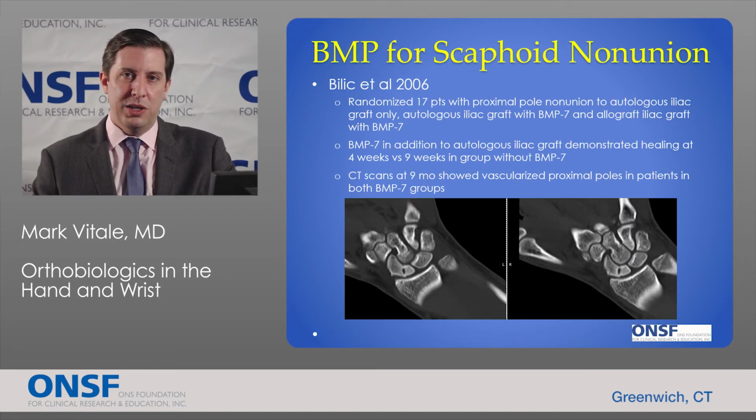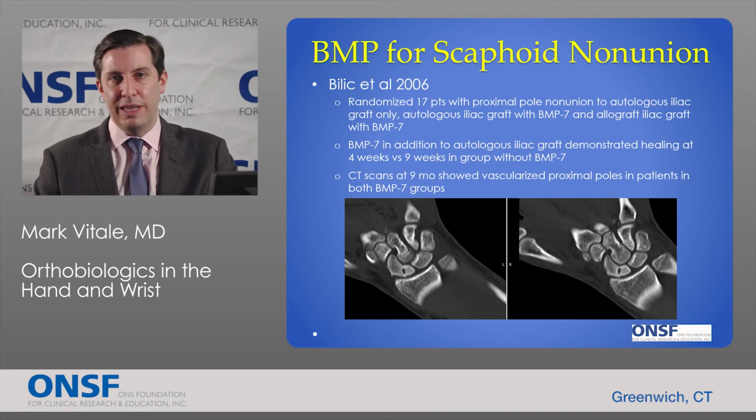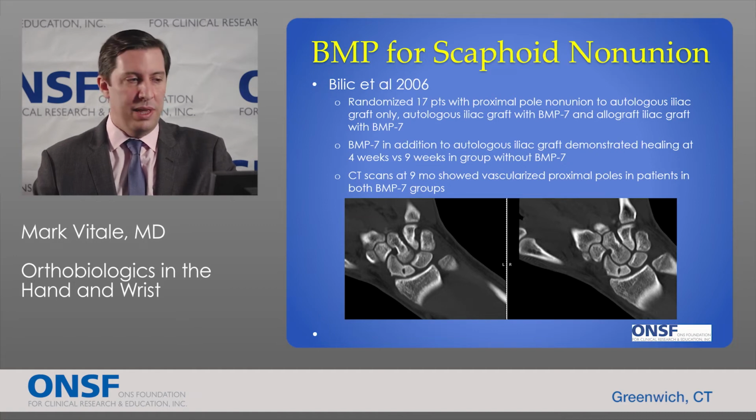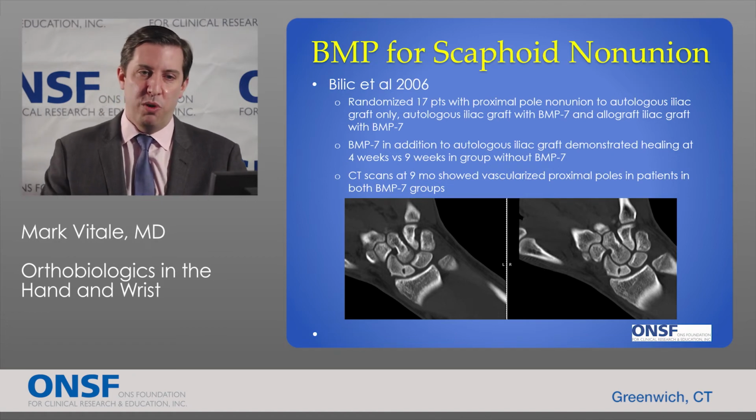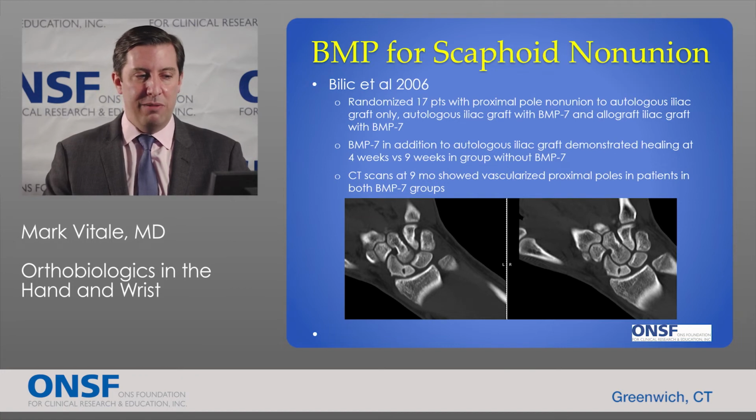So orthobiologics have been studied in the field of scaphoid non-union, specifically bone morphogenetic proteins. One randomized controlled trial by Billick and colleagues in 2006 randomized 17 patients that had a proximal scaphoid pole non-union to receive either autologous iliac bone graft, autologous bone graft with BMP7, or allograft with BMP7.